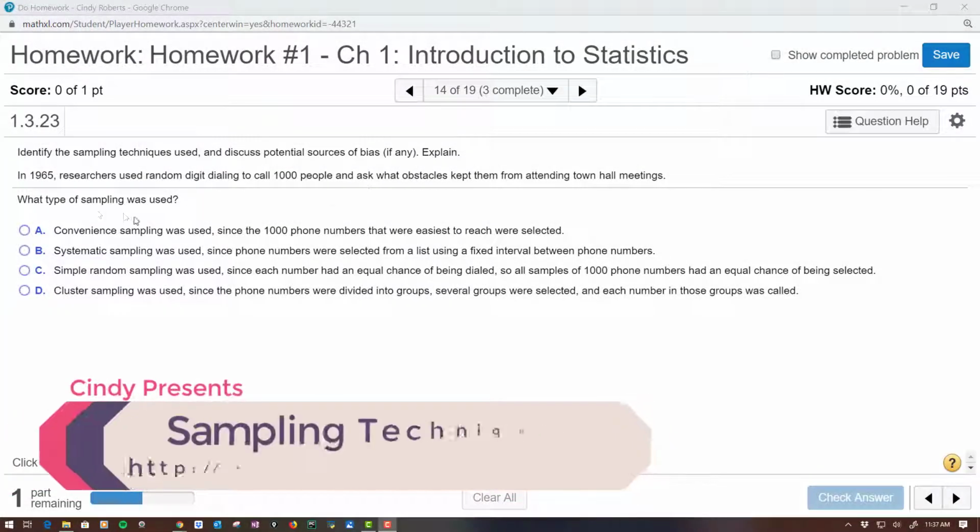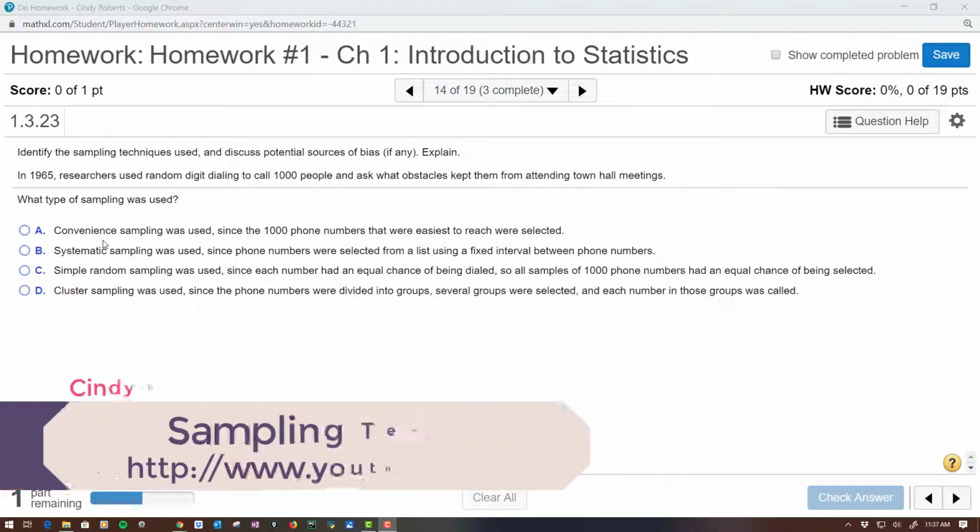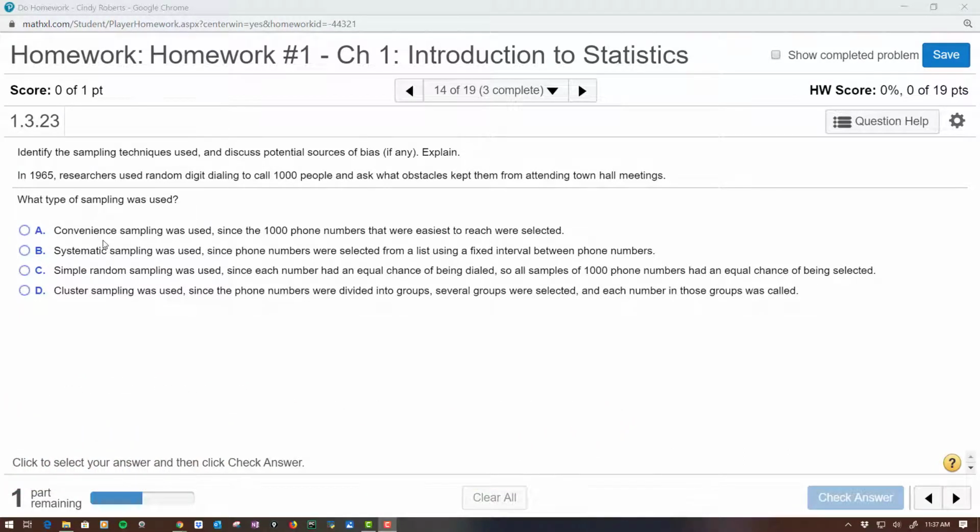Okay, let's look at the different types of sampling, how they actually get data. Convenient sampling is just convenient. You sample people in your neighborhood because they're just right there, easy to get to. Systematic is like counting every fourth person. Maybe you interview every fourth house.